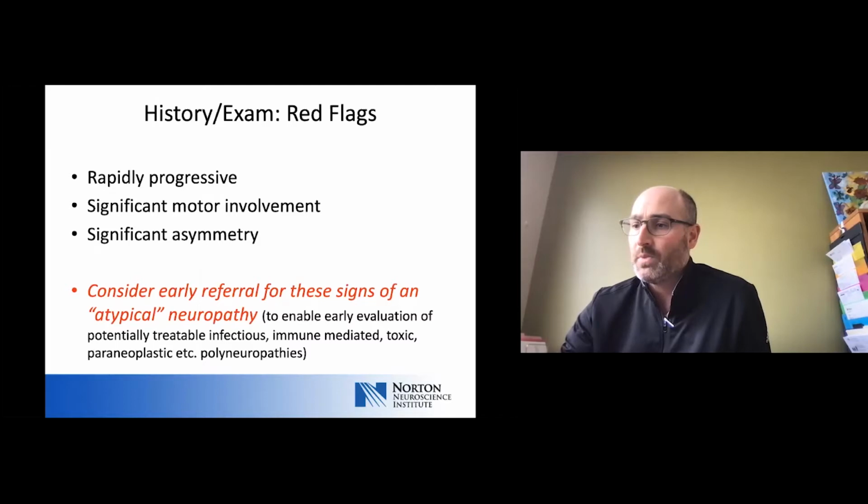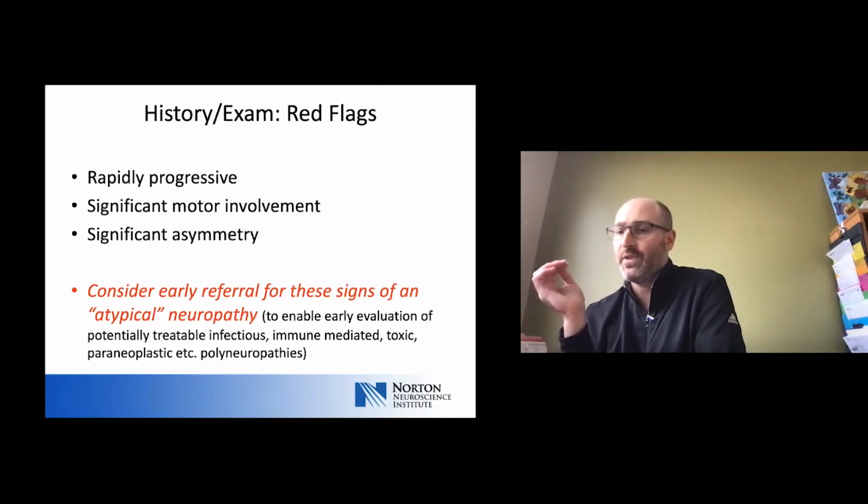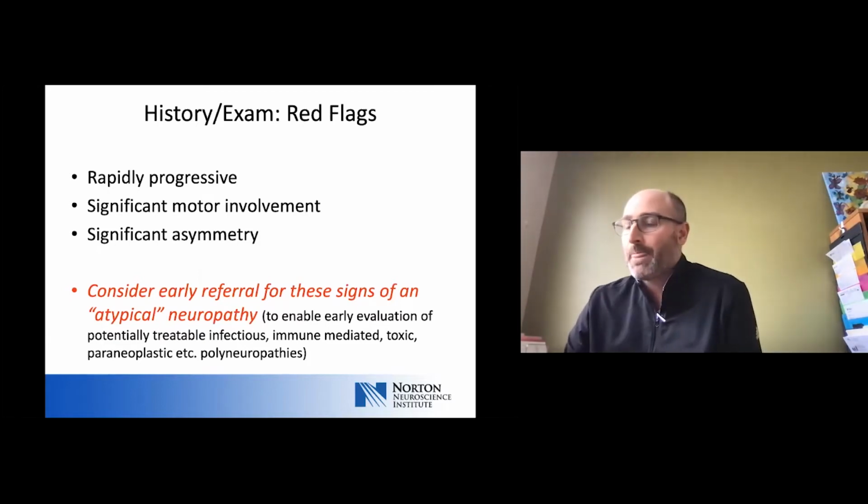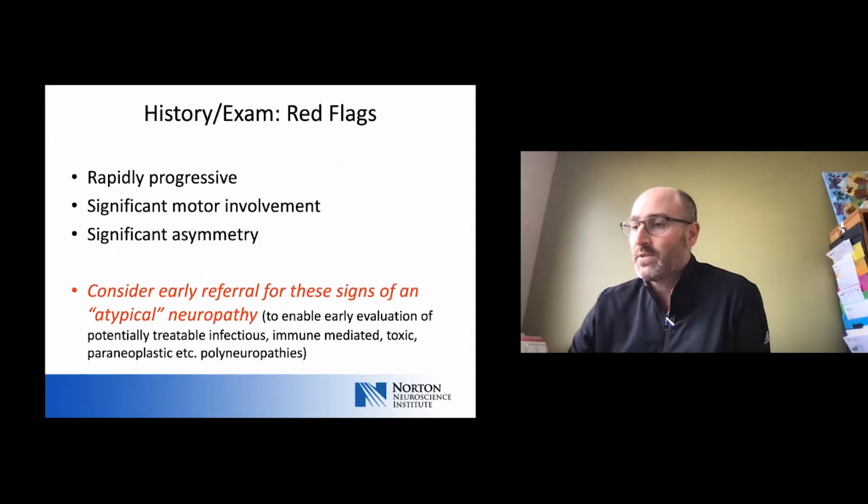So, putting it together, in these folks who have typical historical features and typical exam findings, which we talked about previously, you can generally be pretty confident that you're dealing with a typical distal symmetric polyneuropathy. A few red flags to watch for that might prompt an early referral to neurology are things like rapidly progressive neuropathies, those that have significant motor involvement or significant asymmetry, as these patterns are more likely to have an identifiable etiology for which early treatment might be able to lead to improvement and prevent worsening.